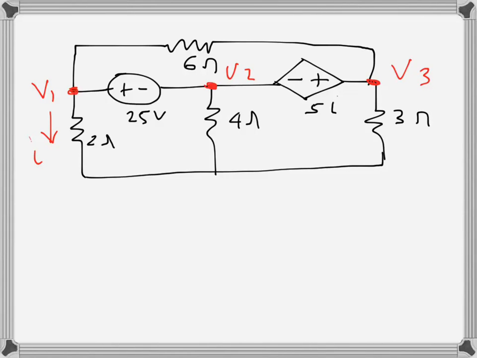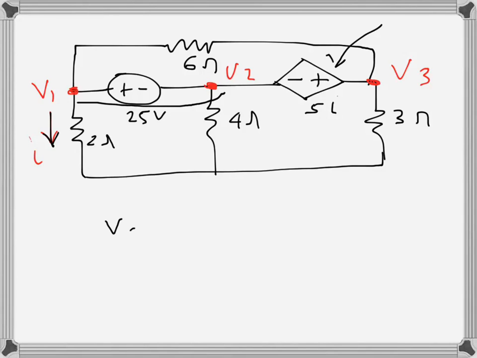So we need to find the three node voltages V1, V2, V3, and the current, this is I here, and this one is a current dependent voltage source. So what we can do by observation, we can first write a few relations here. There is a super node here basically.